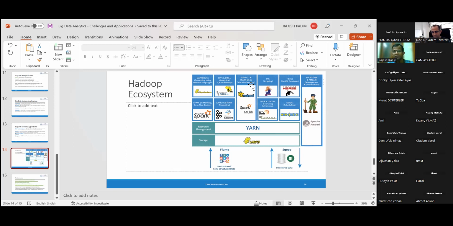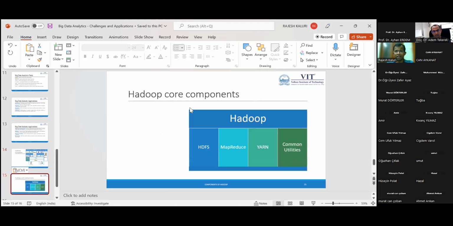If we don't have MapReduce, then it is very hard. Once the MapReduce process is completed, we have a resource manager, which is Yarn, called Yet Another Resource Negotiator. This is for navigation, and we also have other working environments. So these are the basic things. When you talk about the Hadoop environment, you have the listed components, starting with HDFS, MapReduce, Yarn, and common utilities.